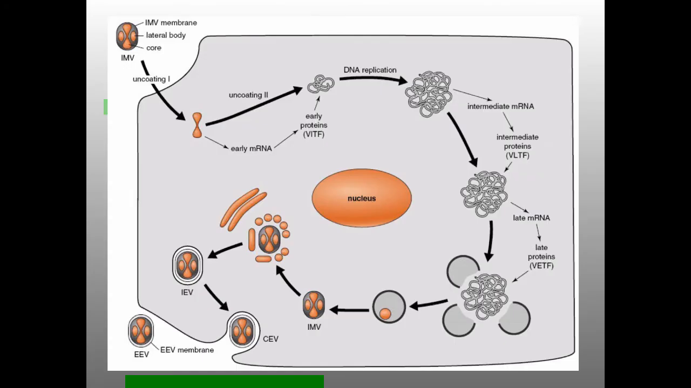The big difference, of course, between the parvoviruses and the poxviruses is that the poxviruses are big. They've got a whole bunch of proteins. They're encoding lots of proteins. Their virions are very large. They have a bunch of proteins that are present in their virions.